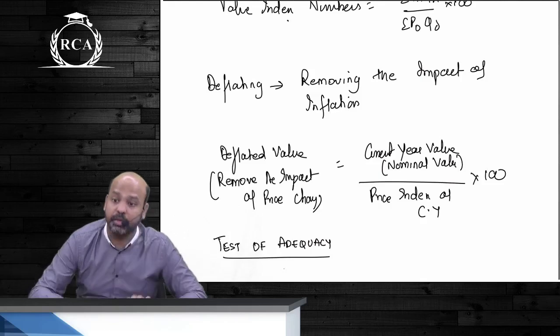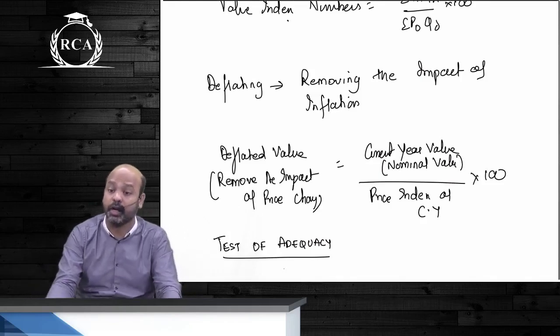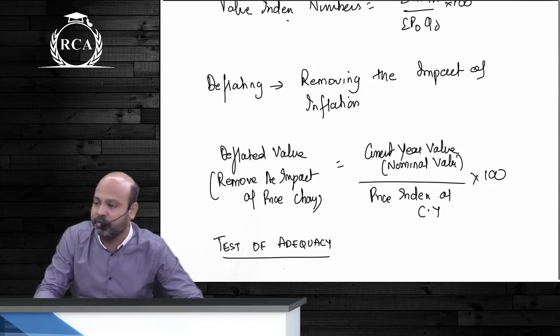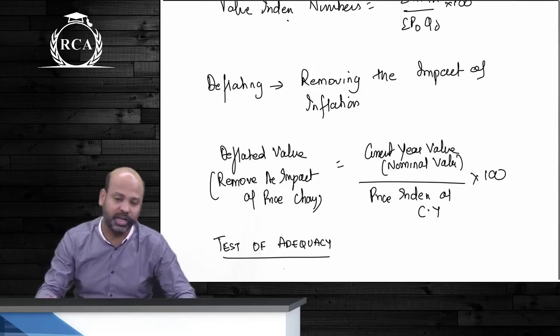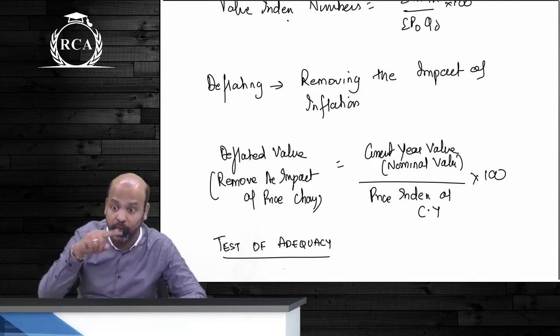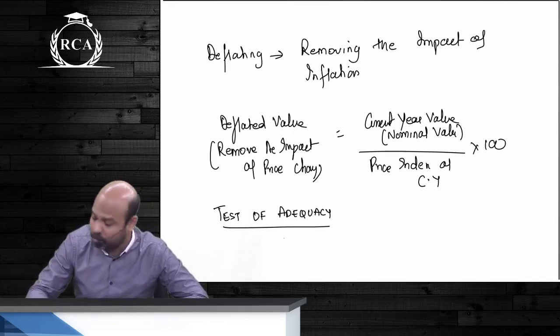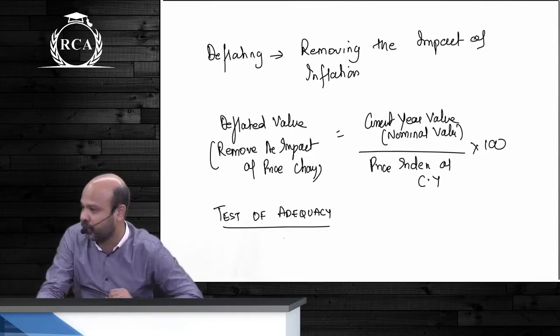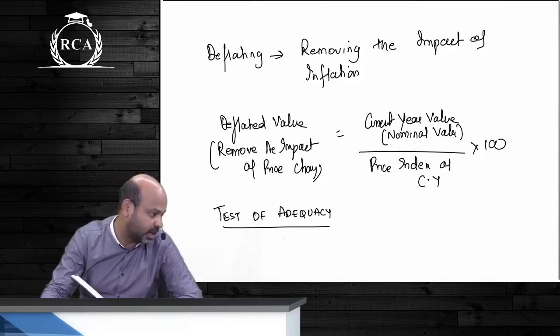Deflating means converting nominal value into real value. That is removing the impact of inflation. So whenever you're computing real values as such, guys, you will have to take current year value divided by the price index of the current year multiplied by 100. Remember? By doing this, you're removing the impact of inflation. There are two sets of questions that can come based on this, guys.